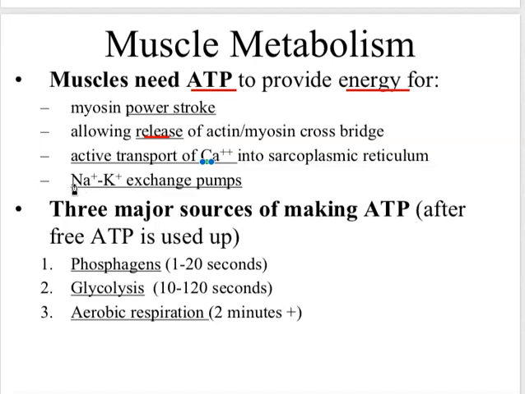Calcium, sodium, and potassium are all ions that get pumped against their concentration gradient. So in order to move something against its normal gradient, we require energy. The body creates ATP through three main mechanisms, and we'll discuss each of these on the next few slides.